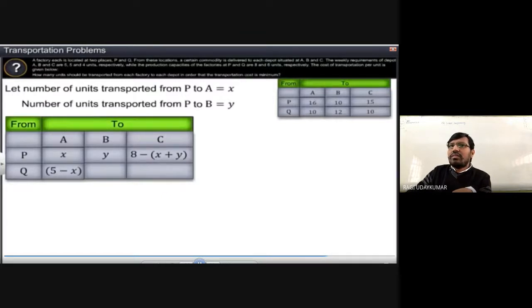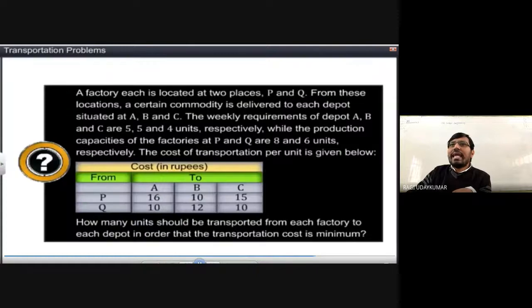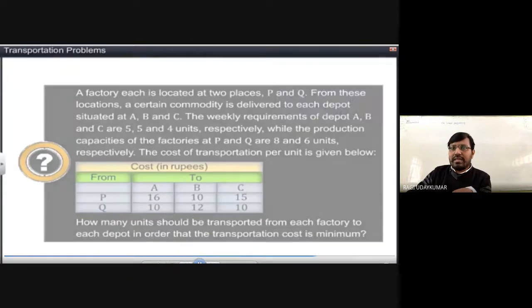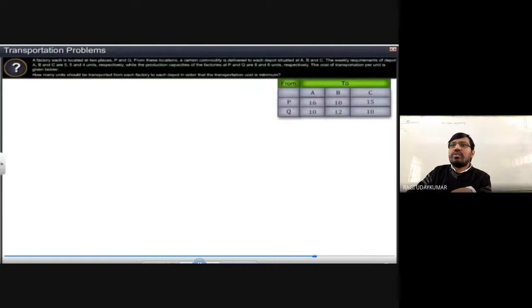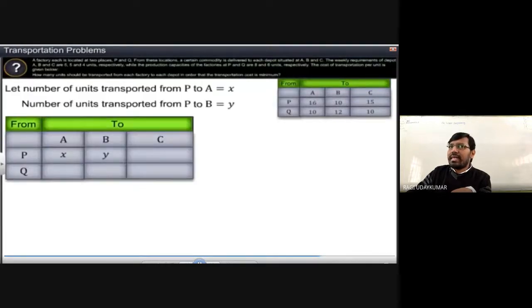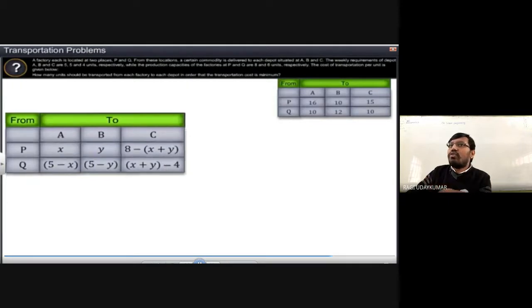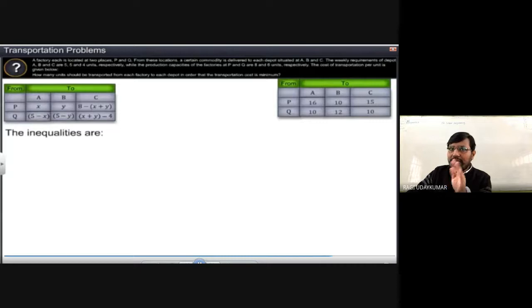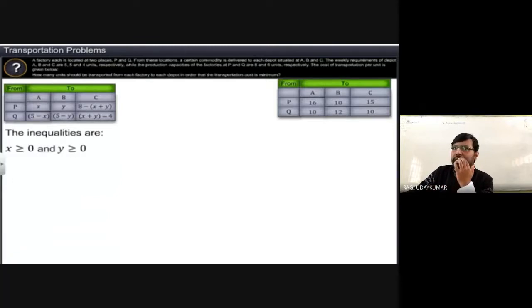at A the maximum requirement is 5 units. Requirement is 5 units given. So X you already considered here, so 5 minus X. Here B's maximum requirement is 5, so you are going to get 5 minus Y. And C's requirement is 4, so you are going to get 4 minus that. See, X plus Y, 4 minus (8 minus X minus Y). So what inequalities do you get? X greater than 0, Y greater than 0. That is obvious, you know that.